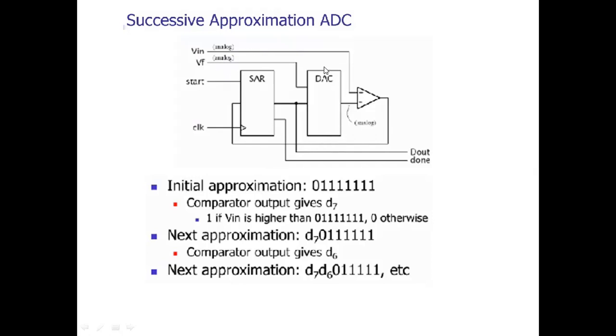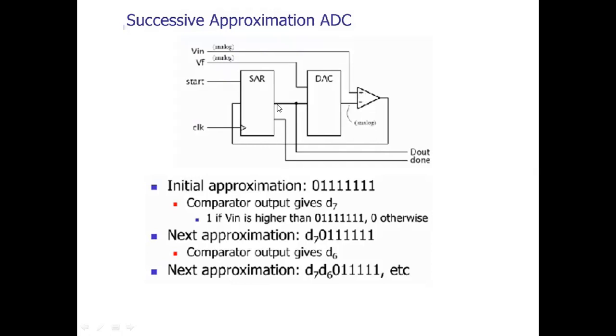The same thing can be seen here. Here we have only one SAR register, only one DAC and one comparator. When compared to the flash ADC, where we used 8 comparators, 8 registers, one encoder, etc., in this successive approximation ADC we need fewer resources. One SAR, one DAC, and one comparator are used.